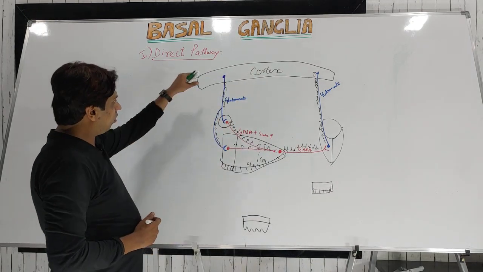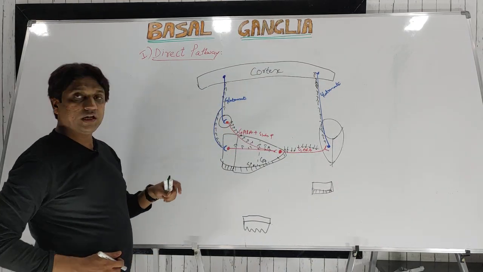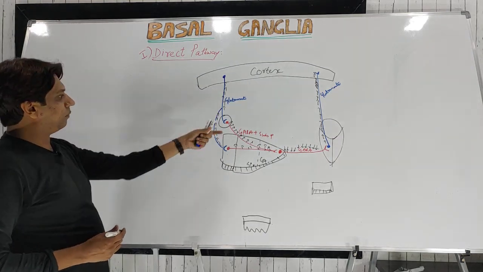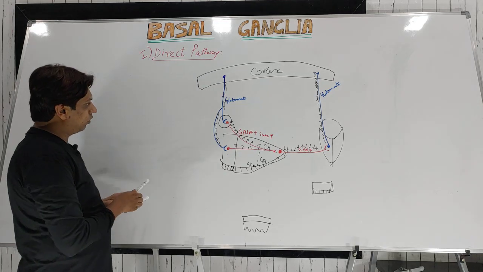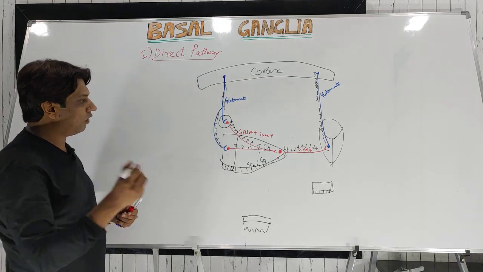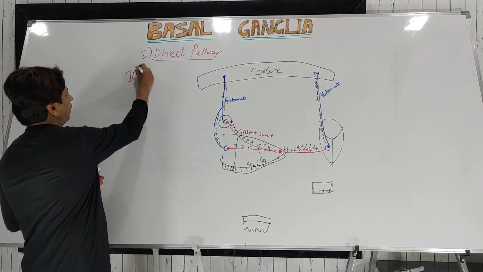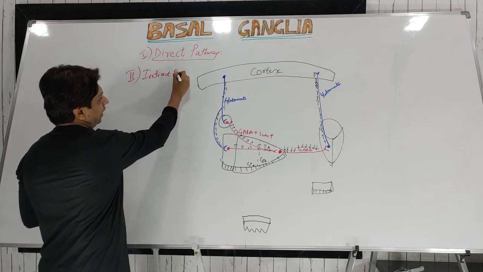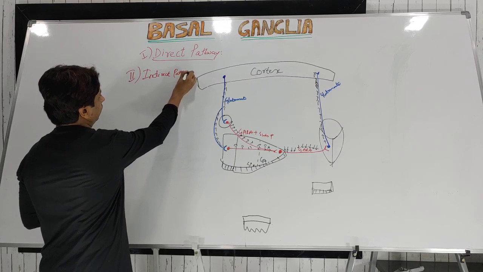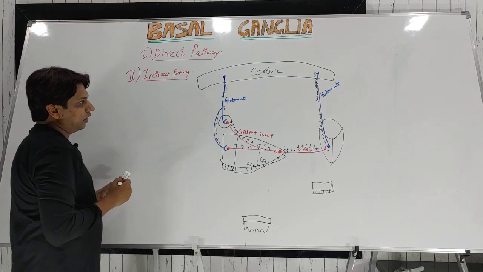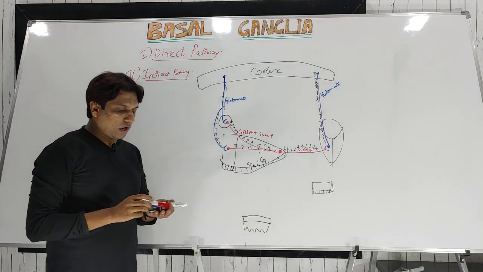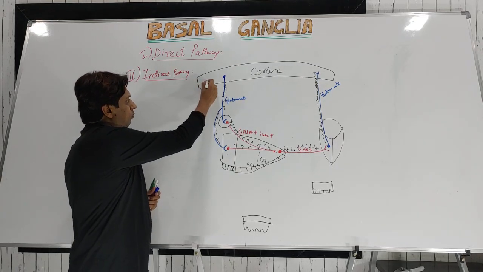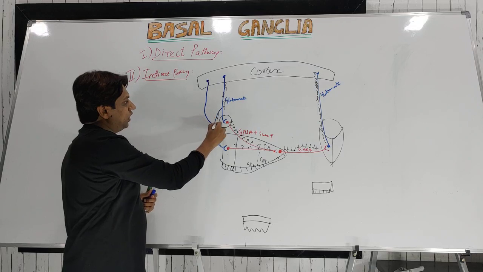So again I'll draw here only so that you can understand the indirect pathway more clearly. So that was the direct pathway. I am going to draw here itself how an indirect pathway works. Indirect pathway. So again, in the indirect pathway, the signal from the motor cortex goes to the striatum, that is the corticostriatal fiber.